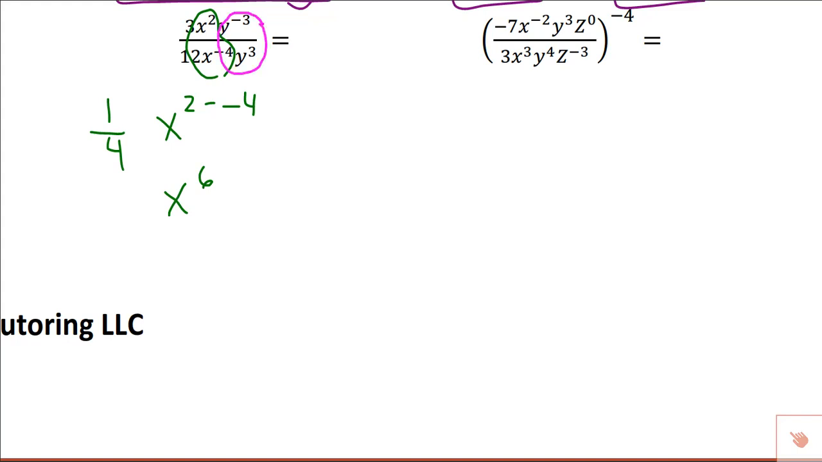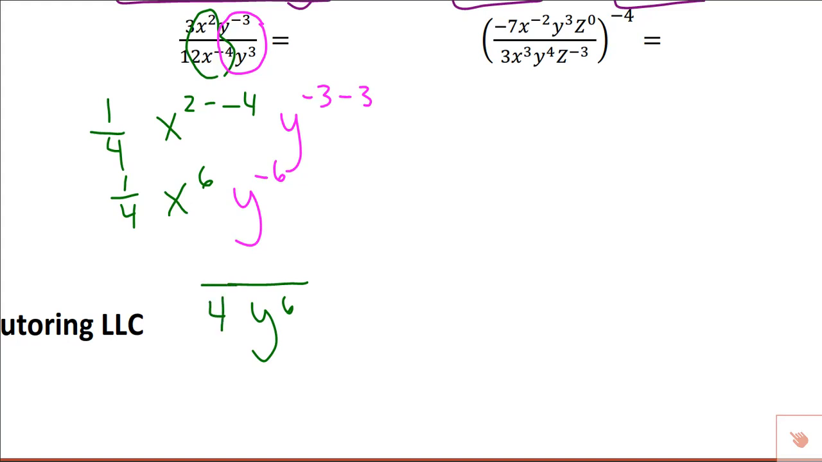And then here, now there's my y. I have y to the negative 3 over y to the third, which is the same thing as saying y to the negative 3 minus 3, which leaves me with y to the negative 6. Don't forget that 1/4 that was in the front. Now we're going to take the negative exponent and bring it down to the bottom. Don't forget that 4 was down there already because of the 1/4. And then we have y to the 6th on top. We don't need the 1 anymore because we have y to the 6th there.